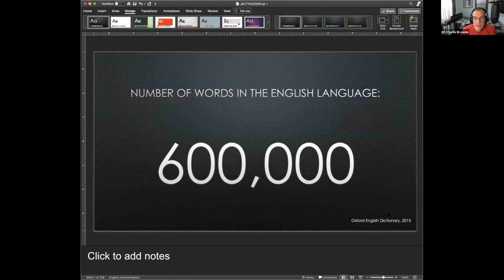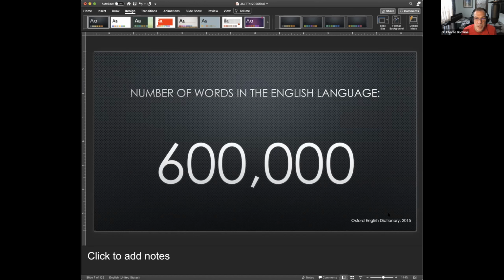One of the problems we have is that the English language is just so enormous. The largest dictionary of English is called the Oxford English Dictionary, the OED, and the OED has 600,000 word families. So it's an enormous number.